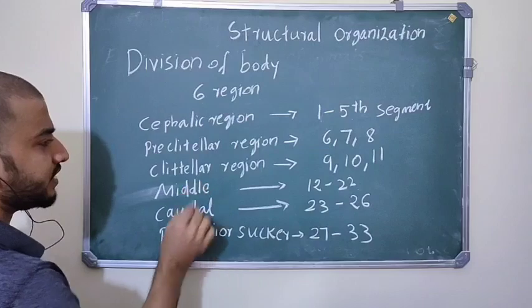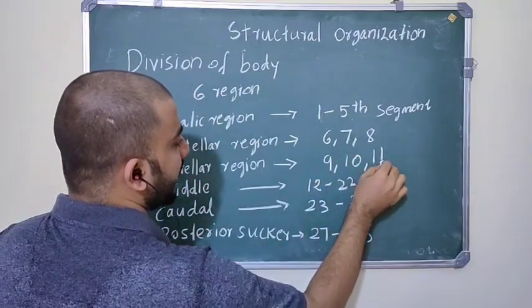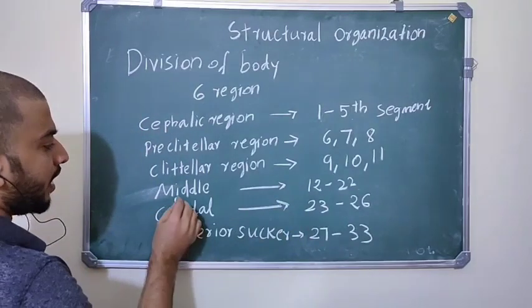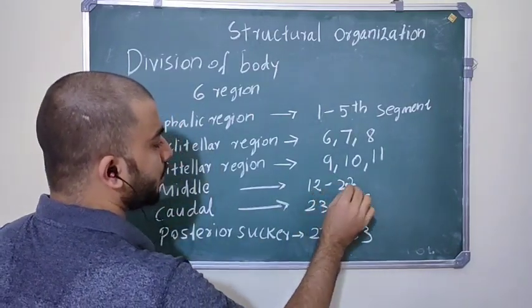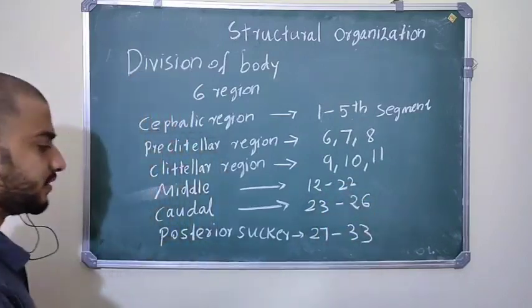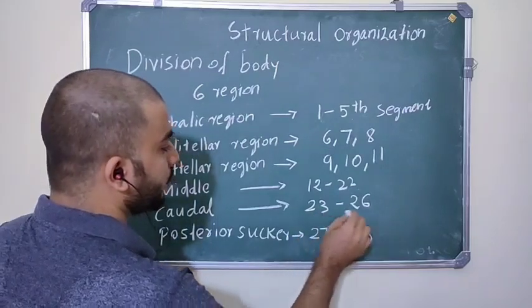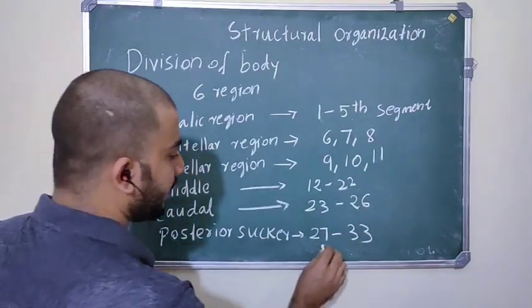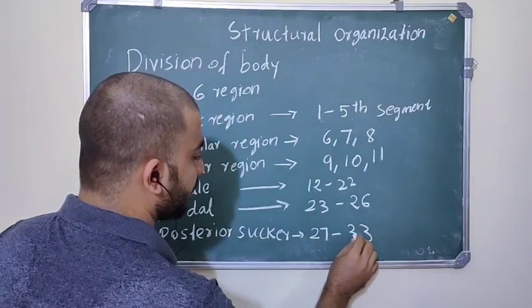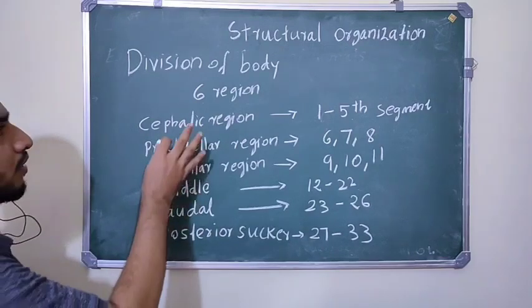The clitellar region is found in the 9th, 10th and 11th segments. The middle region is found between the 12th and 22nd segments. Then the caudal region is found between the 23rd and 26th segments. And the posterior sucker is present between 27 and 33. So these are the 6 regions of the body.